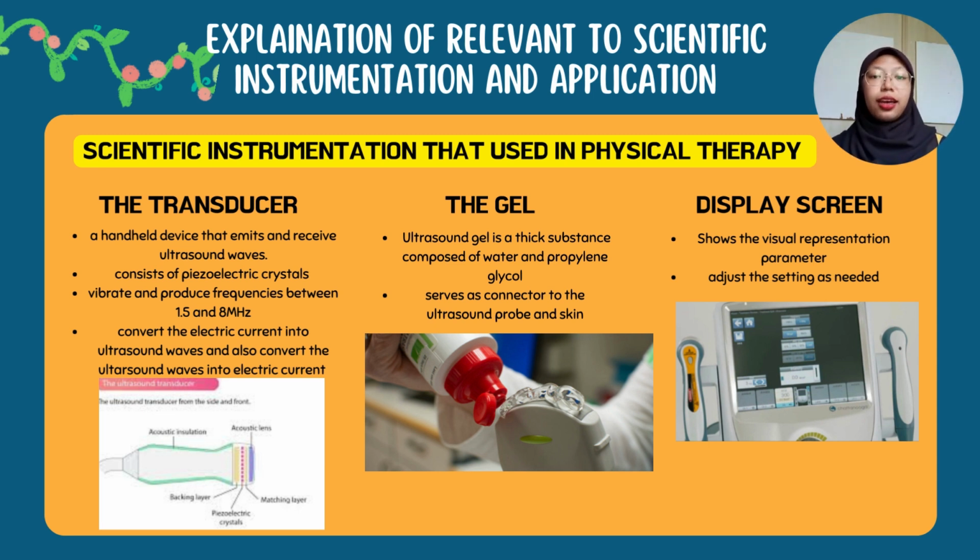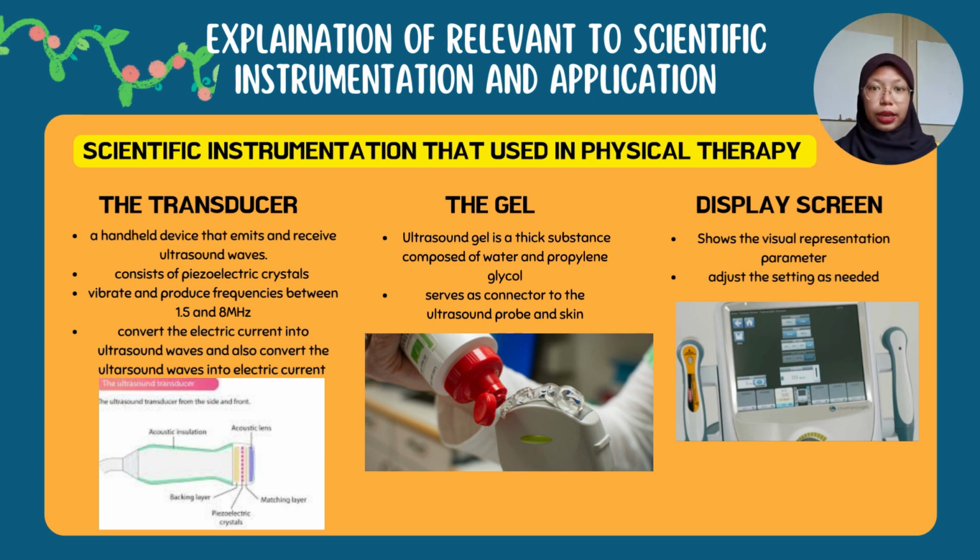Second is the gel. This ultrasound gel is a thick substance composed of water and propylene glycol. This substance allows the ultrasound wave to travel directly to the tissue beneath the skin. This is because ultrasound waves cannot travel through air very well. So, the gel serves as a connector that eliminates the air and forms a bond between the ultrasound probe, which is the transducer, and the skin. The gel also allows us to obtain clearer images of the organs of interest.